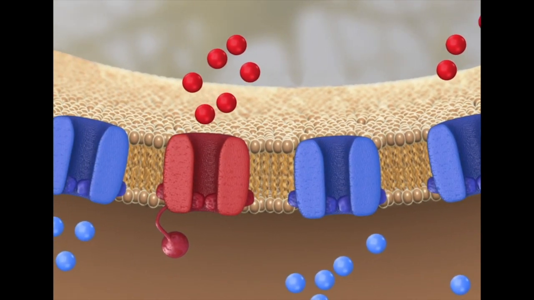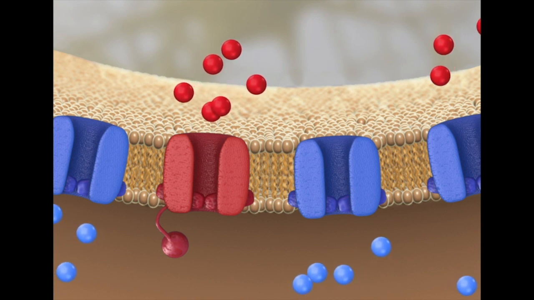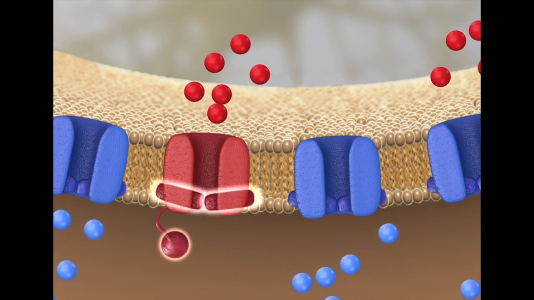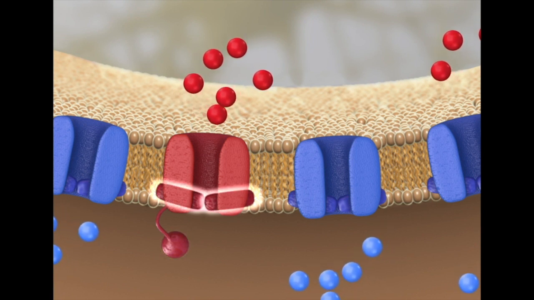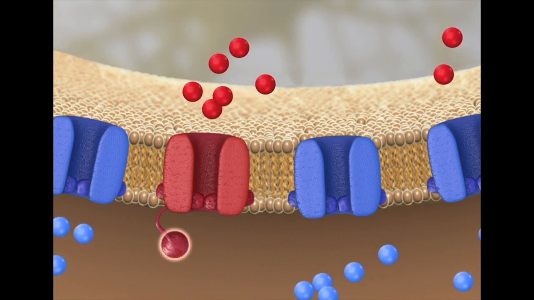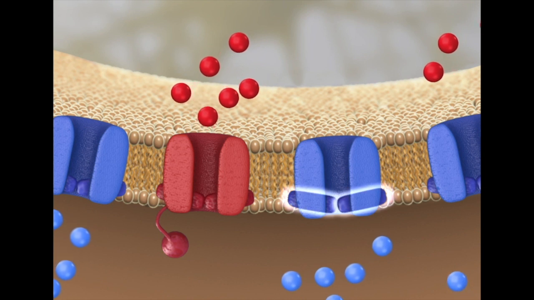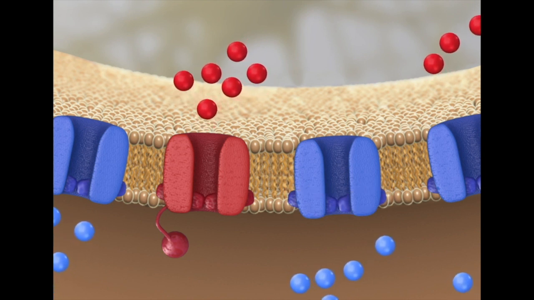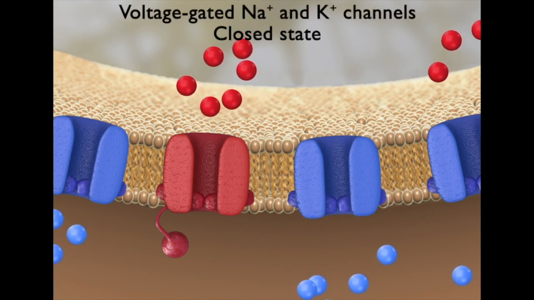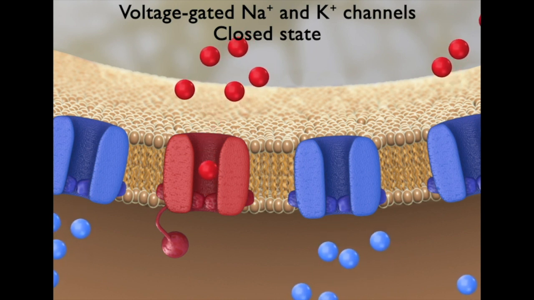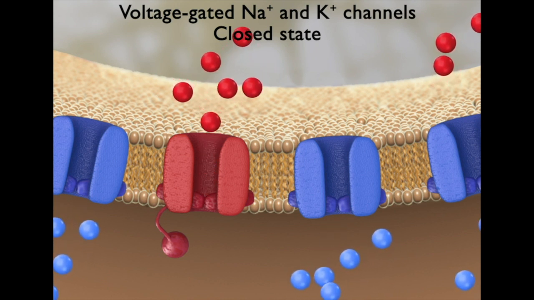Now let's compare the two channels side by side. The sodium ion channel has two gates. One is an activation gate, and the other is an inactivation gate. In contrast, the potassium ion channel has only a single activation gate. Both channels are closed when their activation gates block the diffusion of their respective ions.